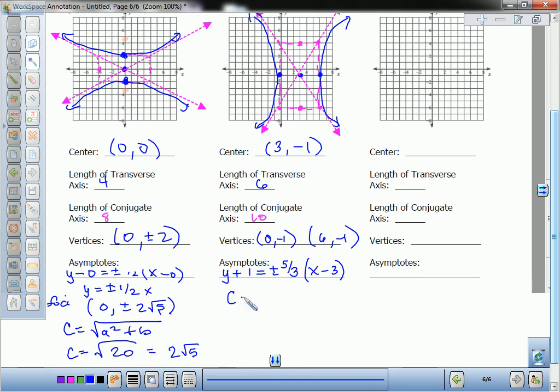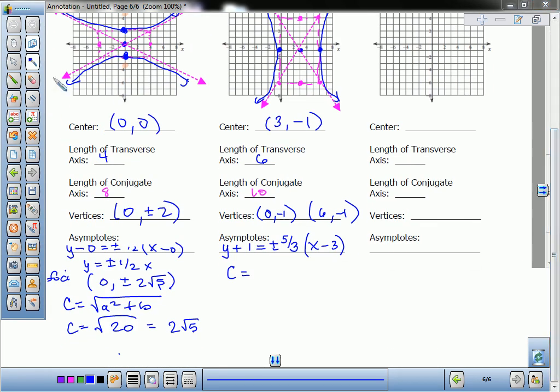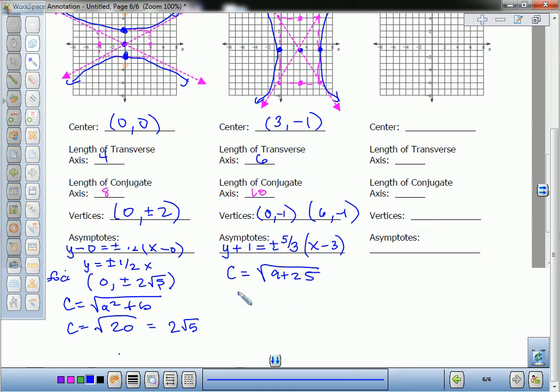All right, so now we have to find C so that we can do the foci. So C is going to be the square root of 9 plus 25, and it gets added this way, left and right. So our foci would be the points 3 plus or minus square root of 34, which does not simplify, comma, negative 1. That's the location of the foci.